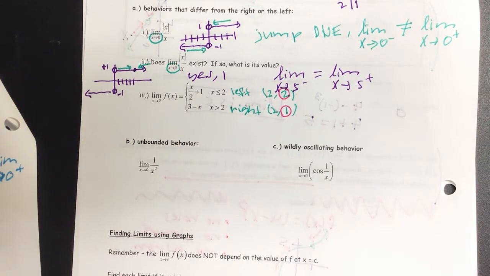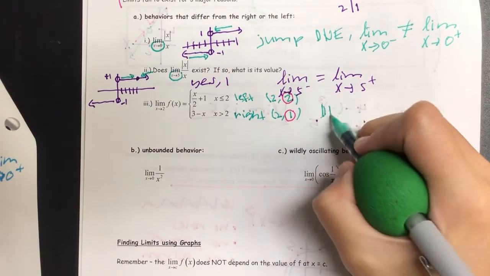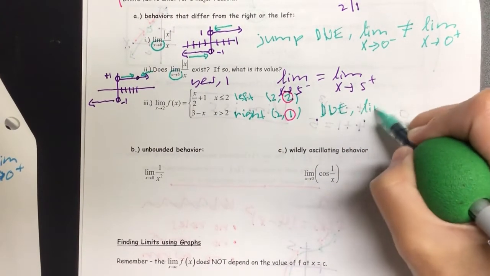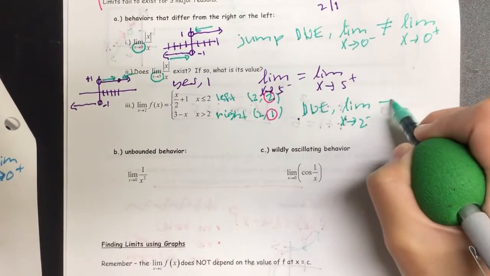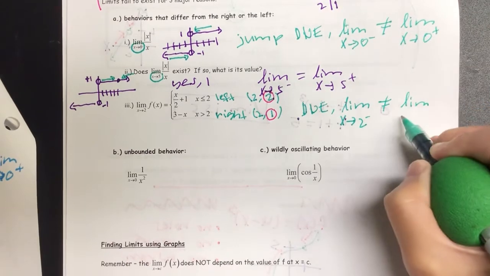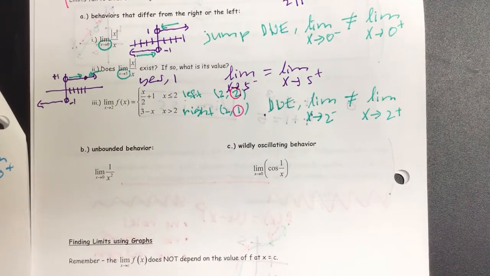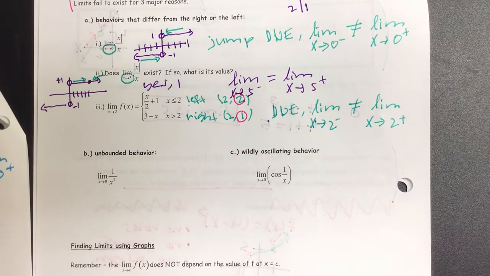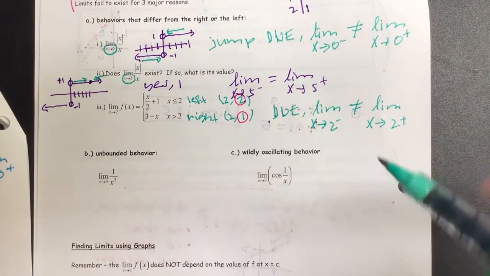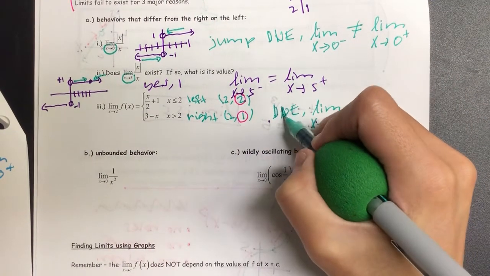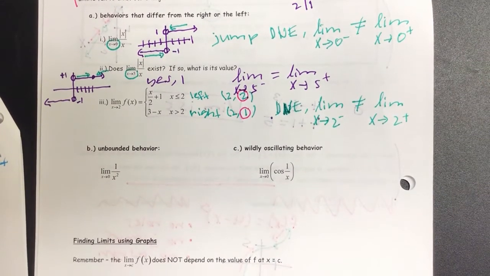So could we say it does exist or does not exist? Does not exist. And again, our reasoning is limit as x approaches 2 from the left does not equal the limit as x approaches 2 from the right. What does that first word say? DNE, does not exist. It's my abbreviation. I know, my N's and M's and U's, they all look alike. We'll get used to it, right?